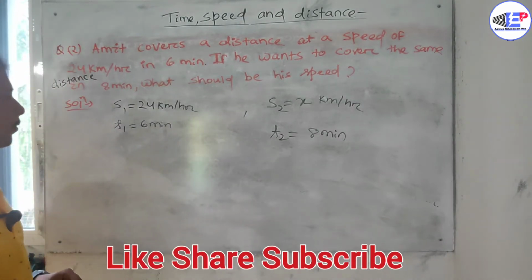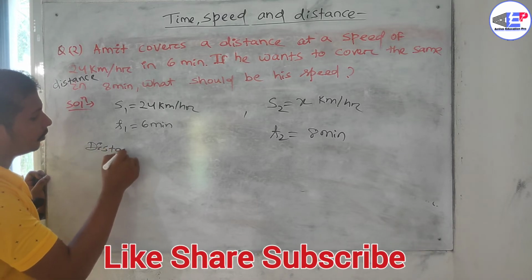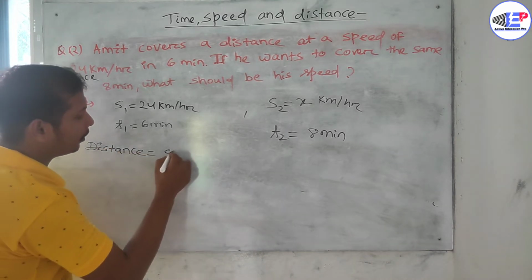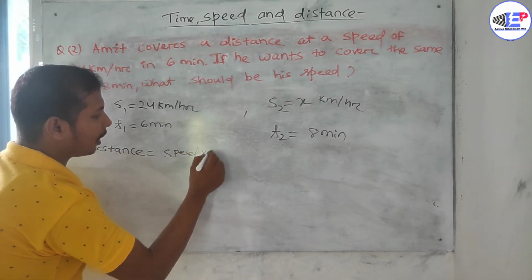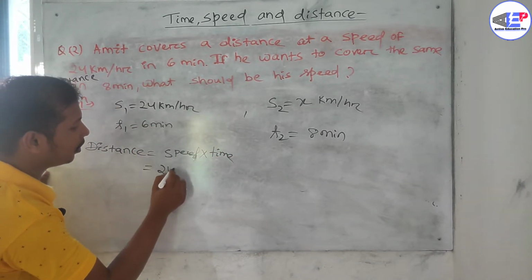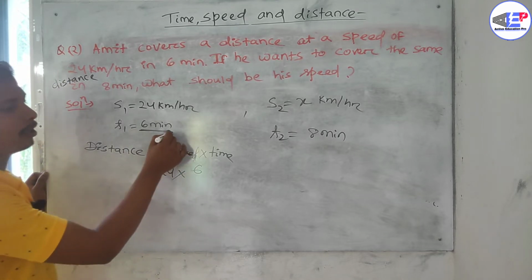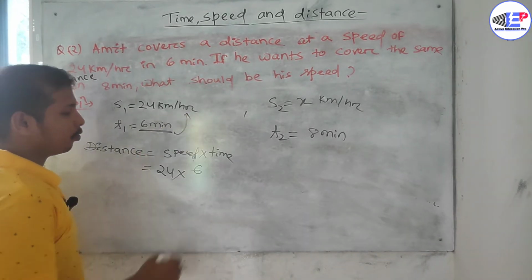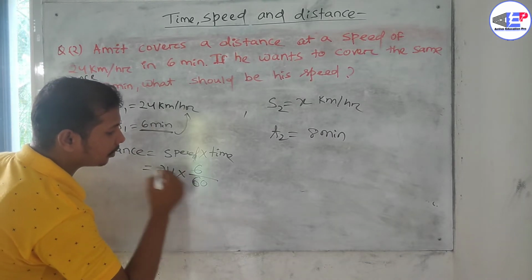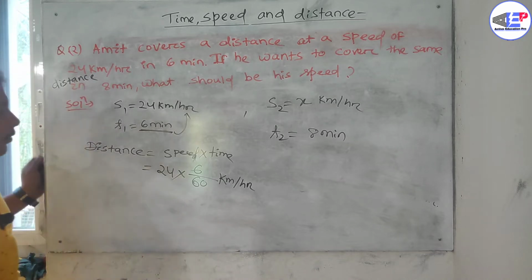Let us start. For the first condition, distance will be speed into time. Here speed is 24 and time is 6 minutes. Here the time is in minutes, so we have to convert it into hour unit. So we have to divide it by 60. So it will become 24 into 6 by 60 km per hour.